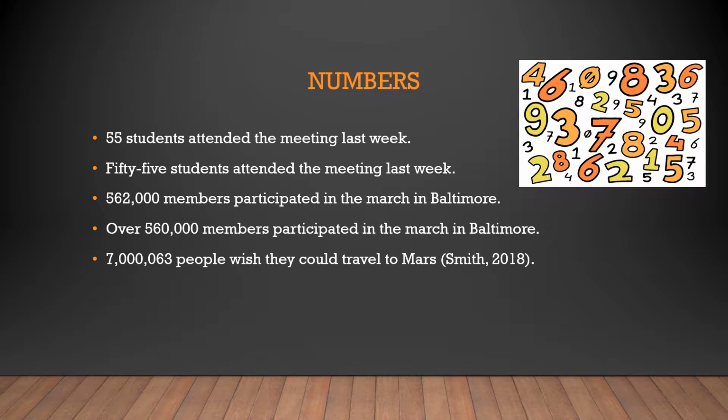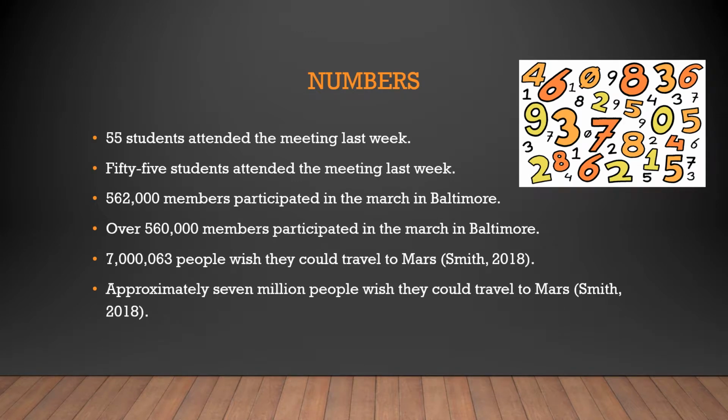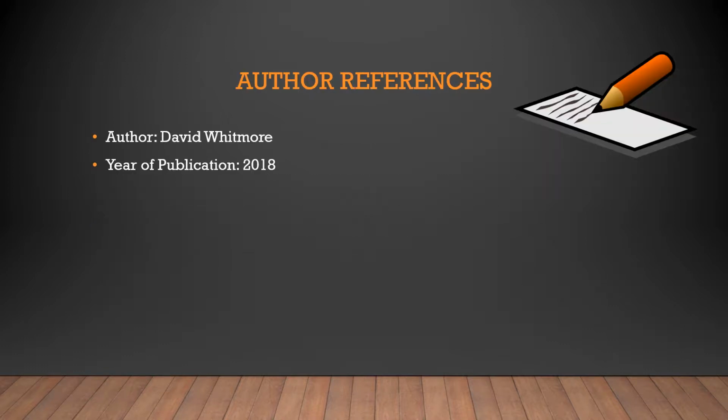Same thing with this one here, 7,063,000 people wish they could travel to Mars. Okay, well, how about this? Approximately 7 million people wish they could travel to Mars. It's not going to really make much difference if you're talking a difference of 63 people. So I hope this helps you with the numbers. Just remember, you cannot start off a sentence with a number, and a lot of times huge numbers should not be written out anyhow because it's very confusing.